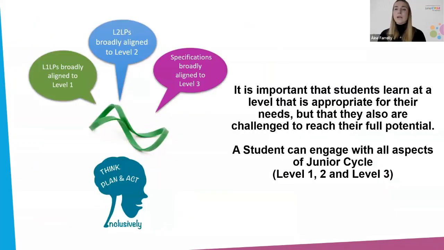And I suppose we're acknowledging as well how important it is that students learn at a level that is appropriate for their needs, but also that they're challenged to reach their full potential. So we know that a student can engage with all aspects of Junior Cycle, whether that is at level 1, level 2, or level 3. So that's the broader piece of the Junior Cycle framework and the specifications that the students are following at this level. We are focusing this evening primarily on physical education, obviously.